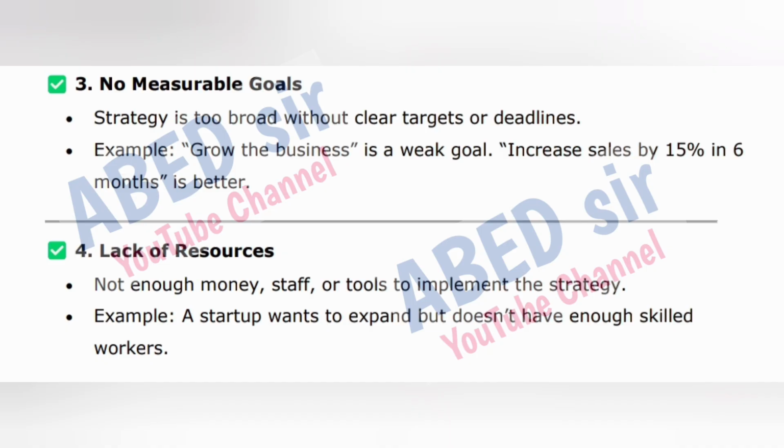3. No measurable goals. Strategy is too broad without clear targets or deadlines. Example, grow the business is a weak goal. Increase sales by 15% in 6 months is better. 4. Lack of resources. Not enough money, staff, or tools to implement the strategy. Example, a startup wants to expand but doesn't have enough skilled workers.